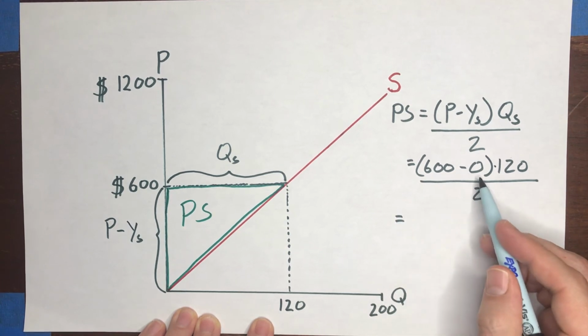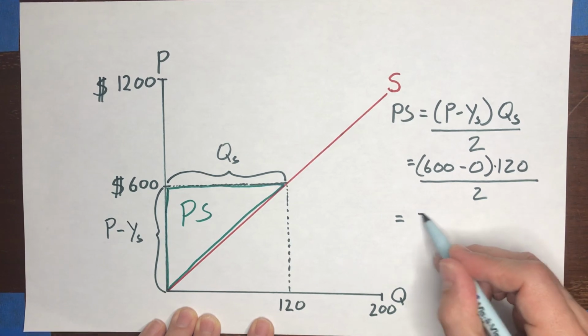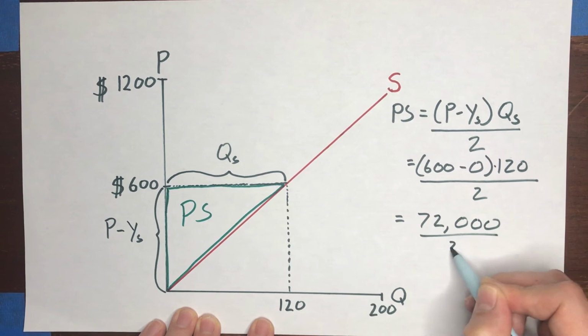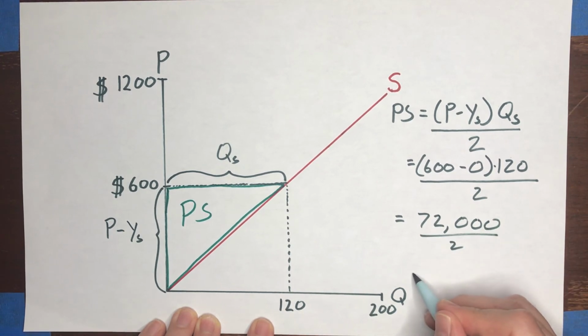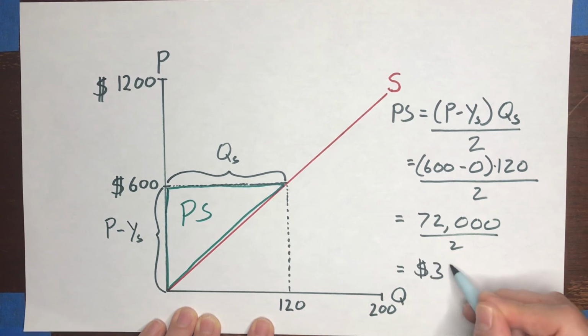600 minus 0 is 600. Multiply 600 by 120, and you get 72,000. So when we divide that by 2, we find that our producer surplus is equal to $36,000.